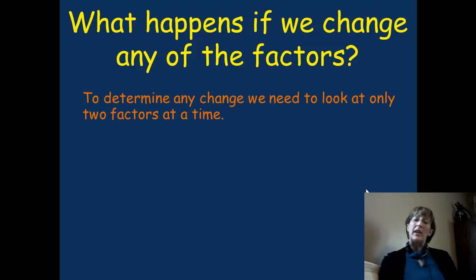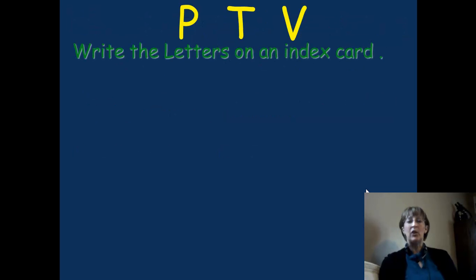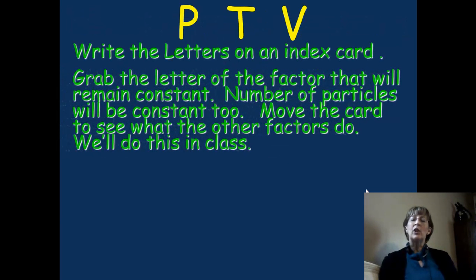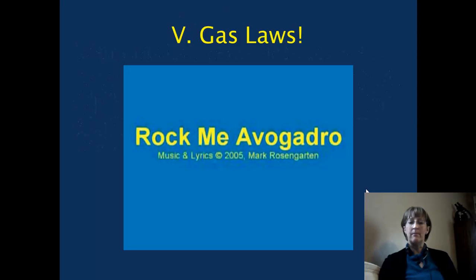So we can determine any change if we only look at two factors at a time. The other factor we can keep constant. So we have PTV on the card, and you're going to grab the letter of the factor that will remain constant. So put your thumb on the V, and that means I'm going to keep the volume constant. If the pressure goes up, then what happens to the temperature? Well, the T goes with it. We'll do this in class, and it'll give you a nice handy visual and kinesthetic factor to go along with what we're talking about.